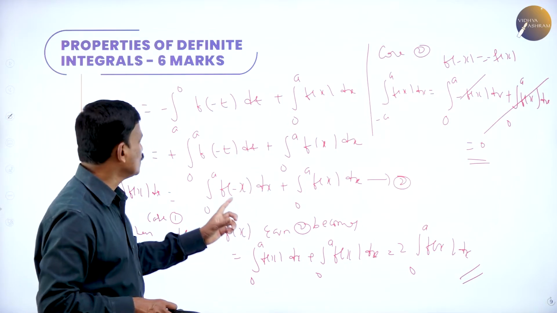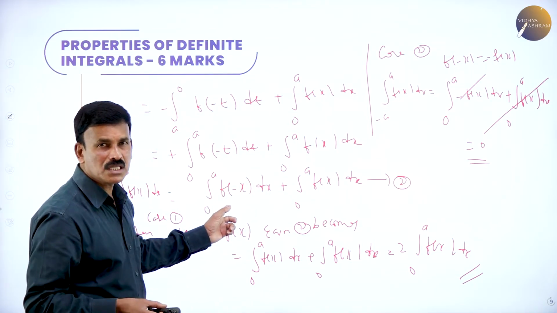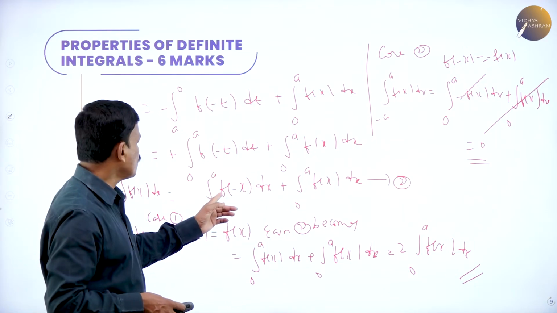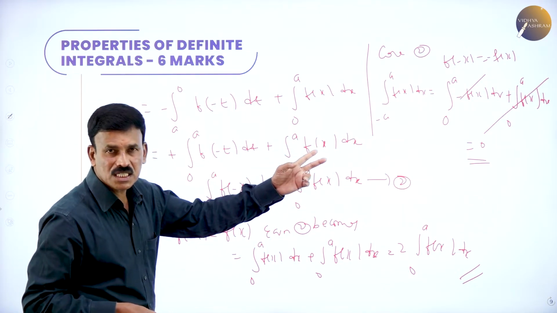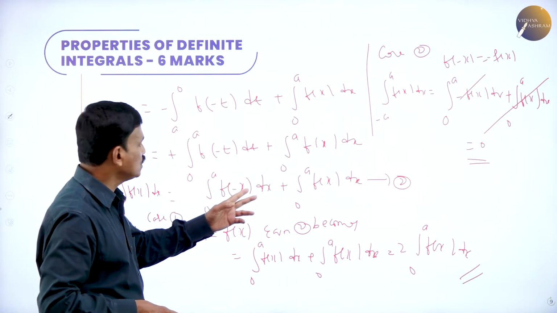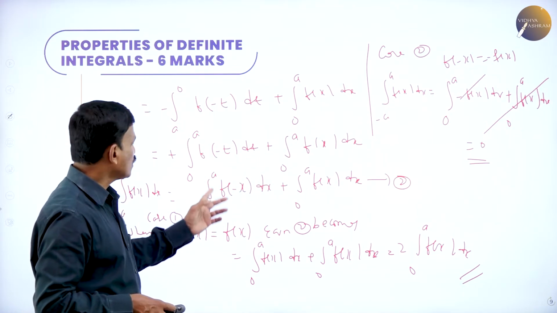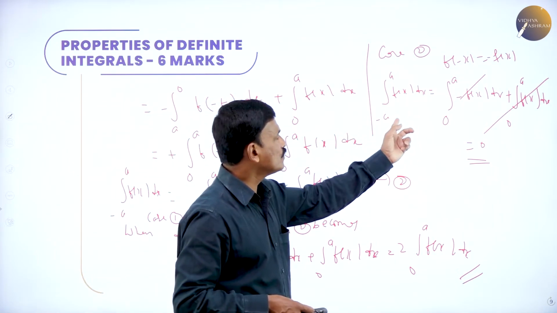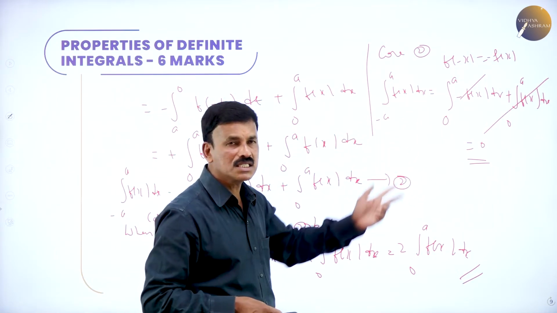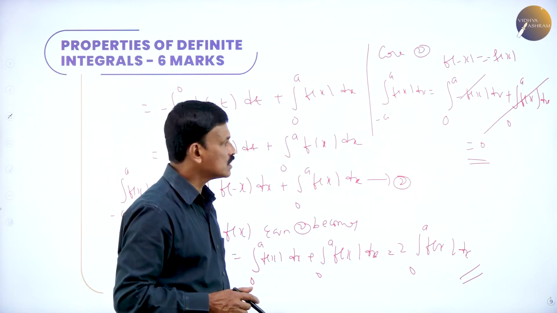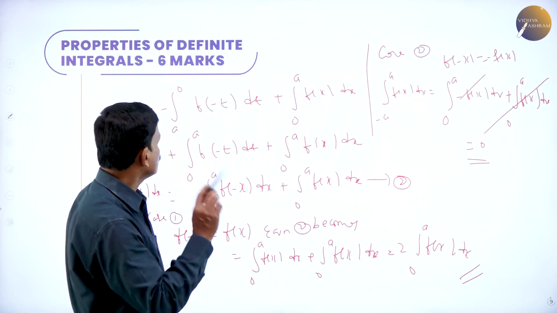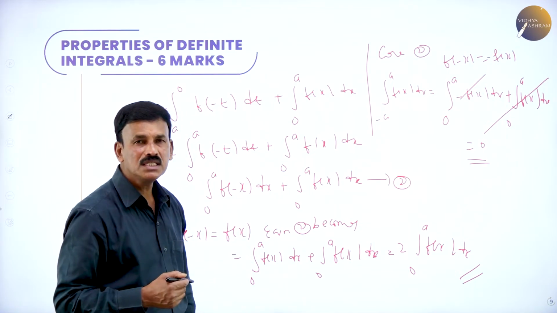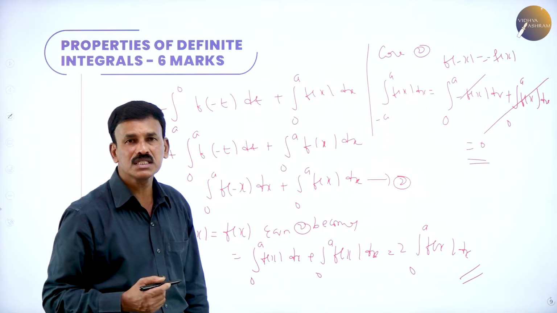Now case number 1, if f of minus x is equal to plus f of x, then f of x plus f of x is 2 times f of x. If f of minus x is equal to minus f of x, case number 2, even function and odd function. For even it is 2, for odd it is 0. This becomes minus f of x. So minus of f of x dx plus integral 0 to a f of x dx gets cancelled. That's equal to 0. That's it, right? So therefore, the final answer is 2 times integral 0 to a f of x if the function is an even function, 0 if the function is an odd function.